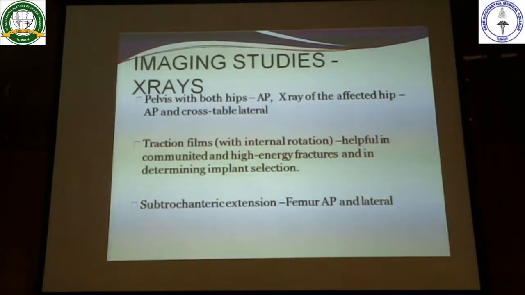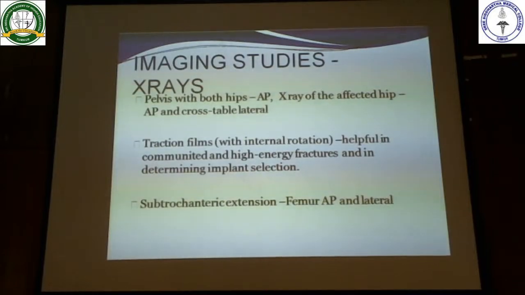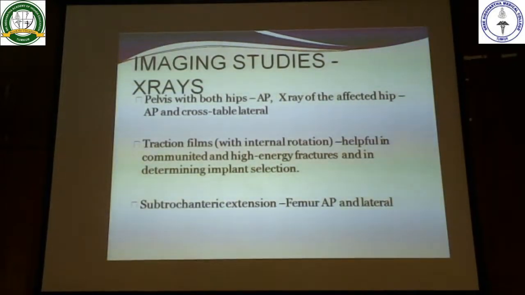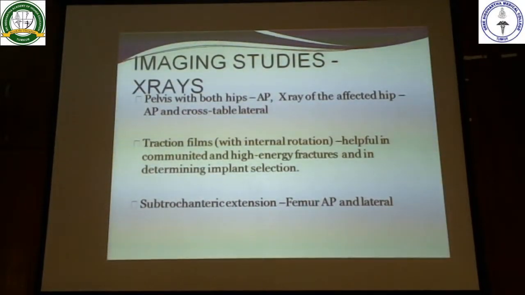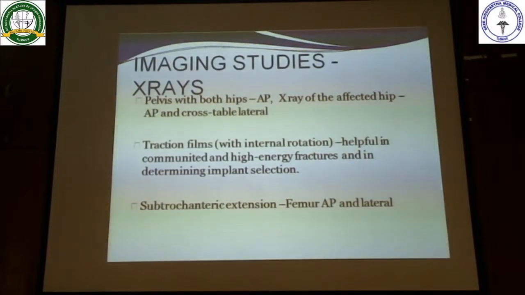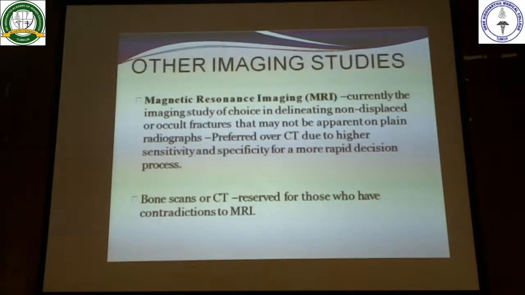Then subtrochanteric extension, which I mentioned earlier: if it extends into the subtrochanteric region, you may also need to go for the femur alone, instead of the pelvis, anteroposterior and lateral views. That is, if you are suspecting the extension of the fracture into the subtrochanteric region, then you need to go for those views also. So these are the usual X-rays that are taken.